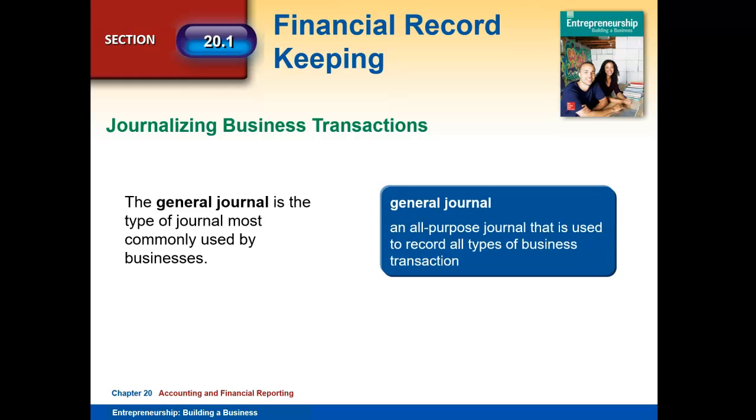The general journal is an all-purpose journal that's used to record all types of business transactions. And this is the most common type of journal that accounting systems use. And for most simple small businesses, this is the only journal that they will have. As businesses get really big and there's a lot of accounts, your accounts receivable might have its own journal, or your sales journal might have its own journal, and it all depends on the size and scope of the business.